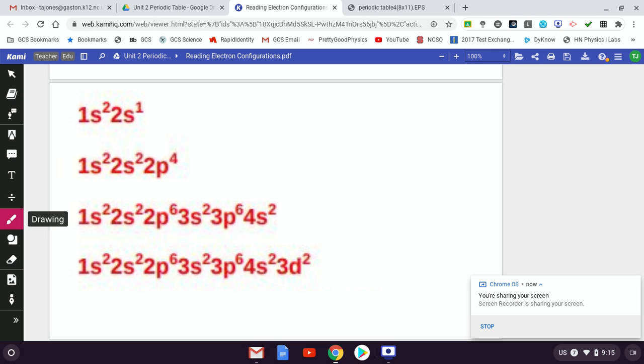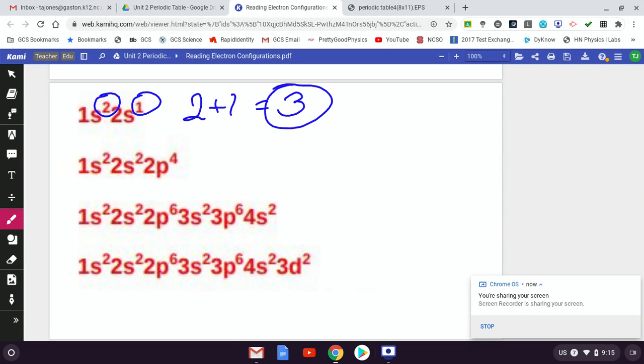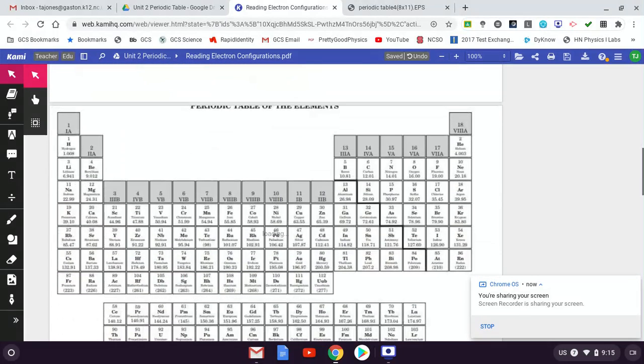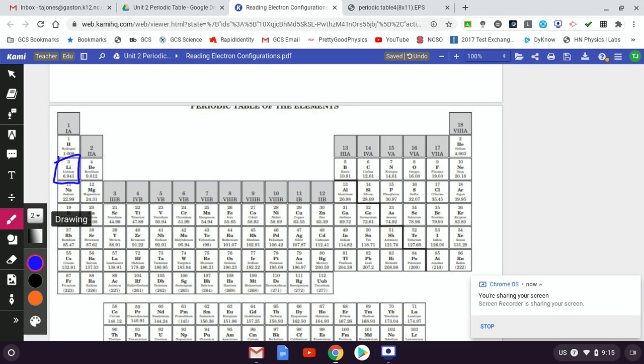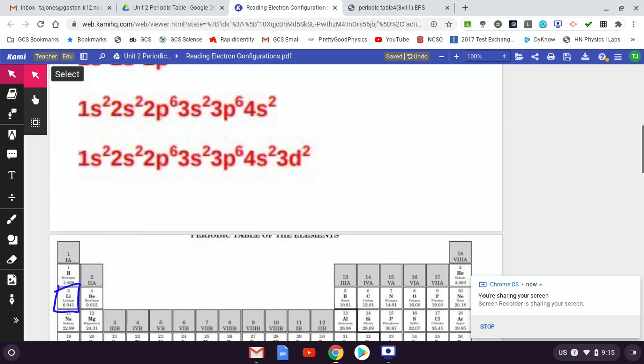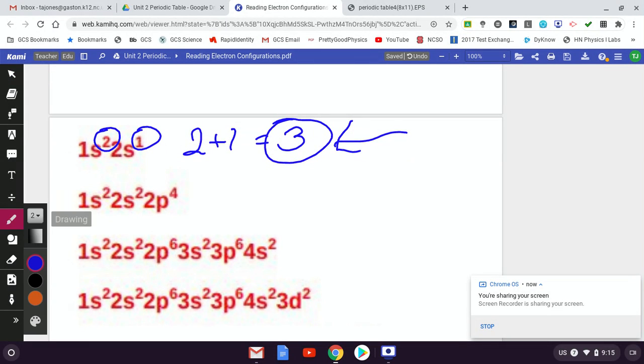All right, when you're reading electron configurations, there is one step, and it's super easy. Add the exponents. 2 plus 1 equals 3. This number is always the atomic number of your element. So it's going to be hard to see because I just kind of had to fit it on the screen here. But you find element number 3 right here in blue, bang, lithium. And that's it. Those are the 2 steps for reading electron configurations, and it always works.